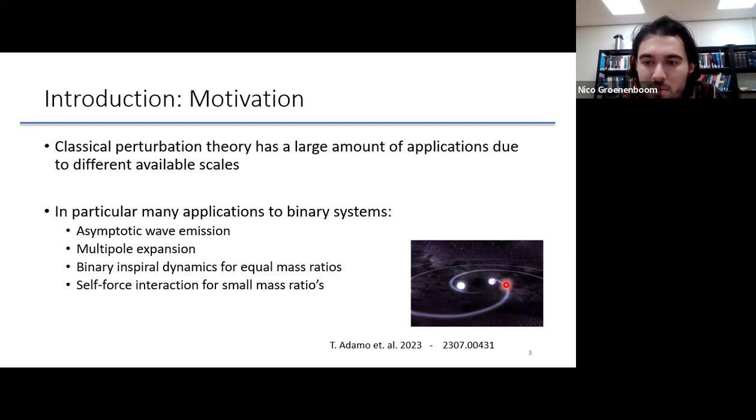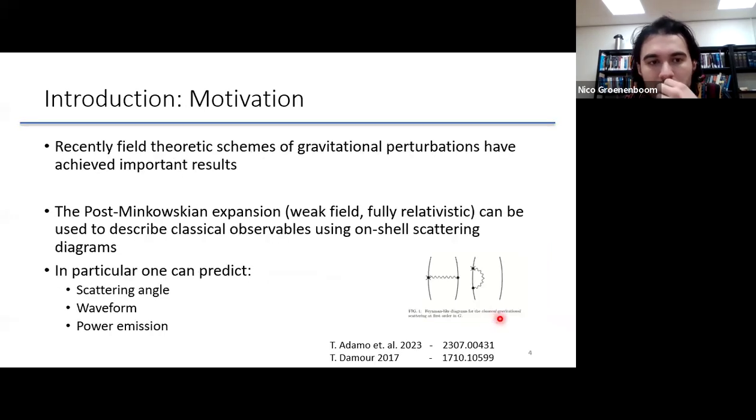However, if one of them is much smaller than the other, the mass ratio becomes very small. And in this case, one needs perturbation around the Schwarzschild of the bigger mass, where the smaller one exerts a self force. So in recent years there have also been field theoretic schemes developed that can use these gravitational perturbations within field theory to achieve important results with respect to what's also on the last slide.